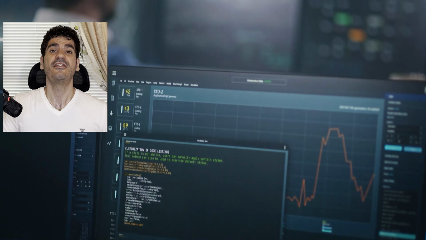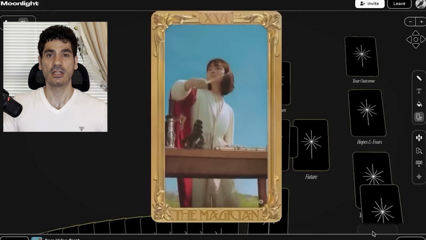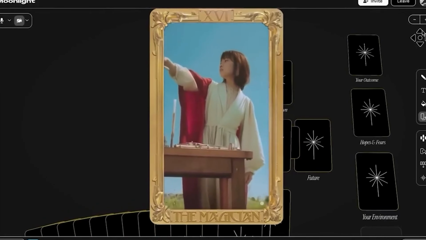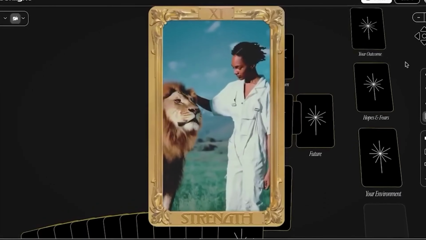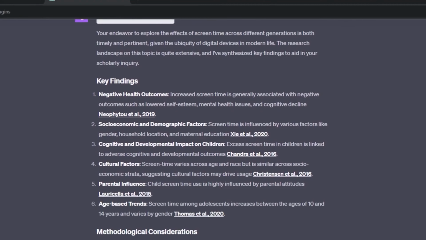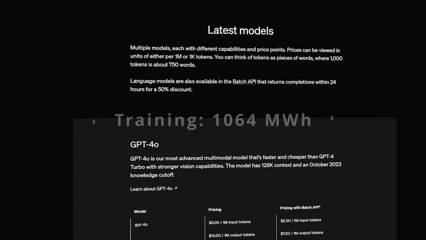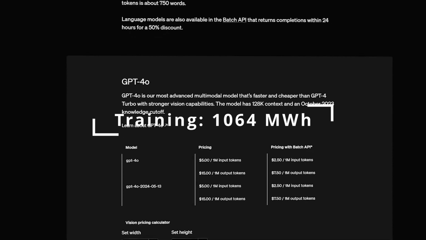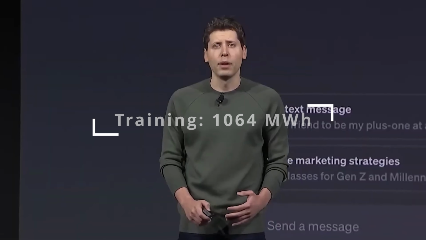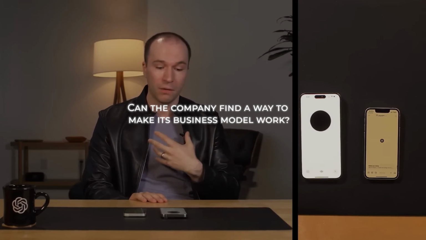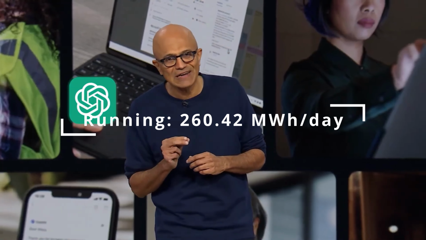In number 3, we have energy expenses, which not a lot of people are aware of. Based on some adjusted calculations from Forbes, in order to run the GPT-4 model, we have a one-time energy consumption for training, which is a staggering 1064 megawatt hours, and we have a running energy consumption for the evaluation of the model, which is 260 megawatt hours per day for satisfying queries over a single day.